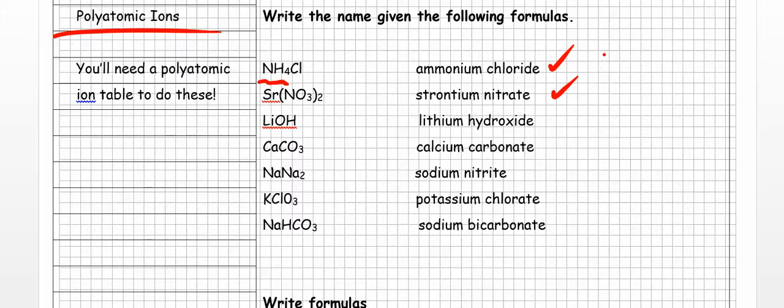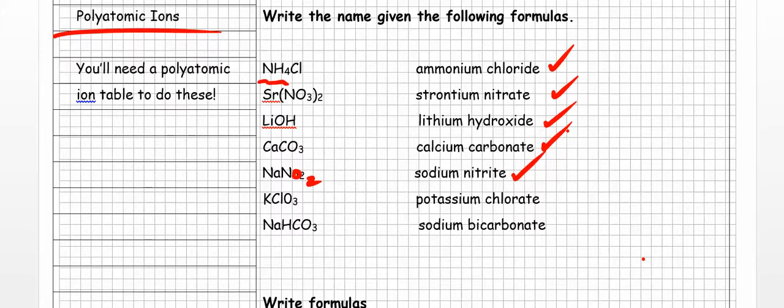The next one would be lithium hydroxide. Recognize that hydroxide is a polyatomic ion having a charge of -1. So lithium hydroxide for the next one. The next one would be calcium carbonate. Calcium carbonate for the next one. The next one, typo right here. If it's not correct on your paper, it should say NaNO2, just like that. Let me fix that on my paper. So we've got NaNO2 would be sodium nitrite, okay? NaNO2 would be sodium nitrite.